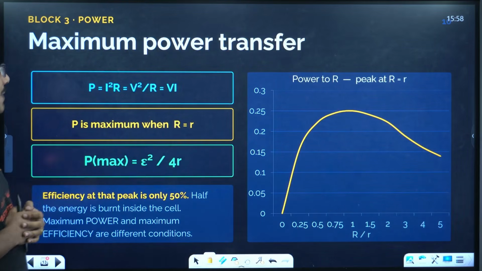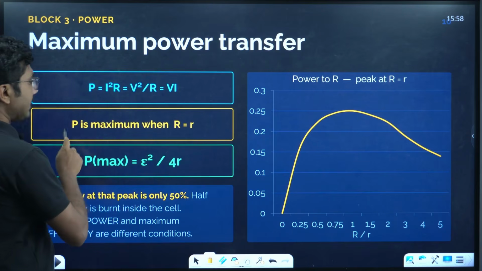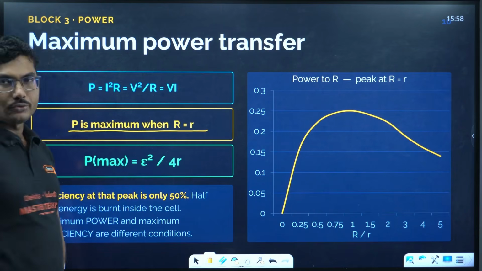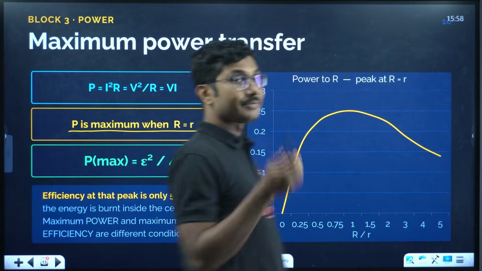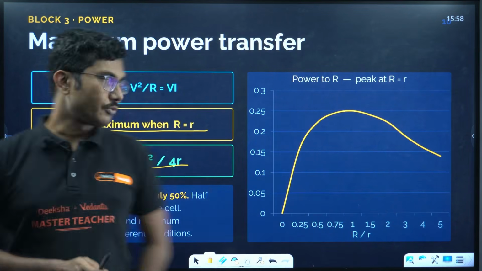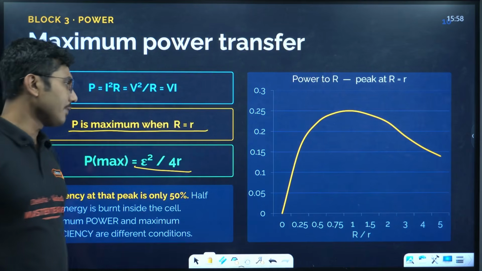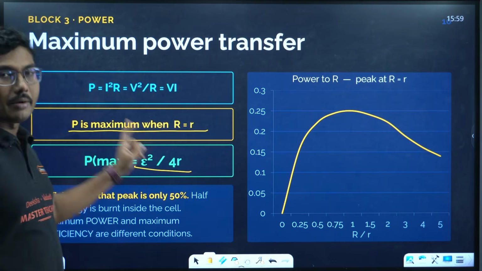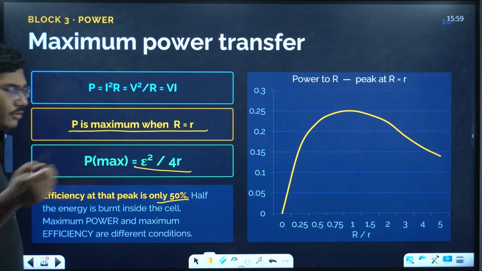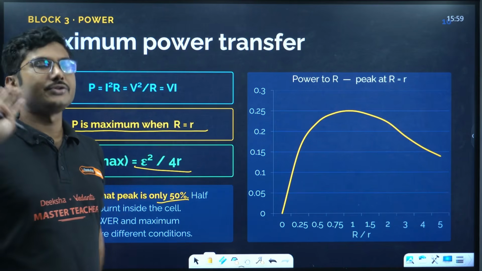Whenever it says maximum power transfer, power P is maximum when R is equal to small r. So if internal resistance and external resistance become equal, power becomes maximum. P max equals epsilon square by 4R in that maximum case. That is the maximum power dissipated in the circuit. Efficiency at that peak point is only half. Remember, even though the power dissipation is maximum, efficiency is not maximum.